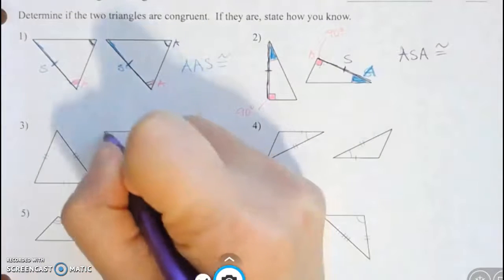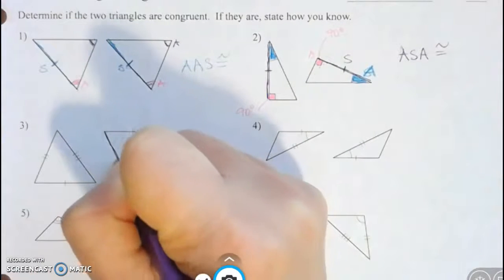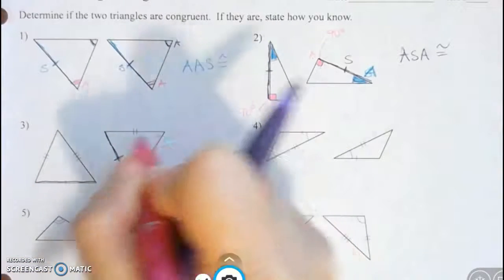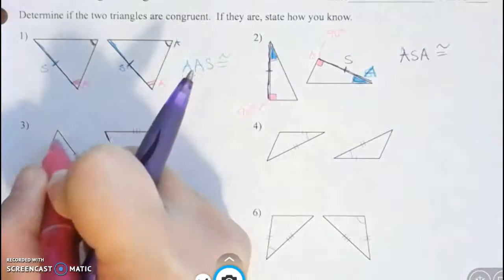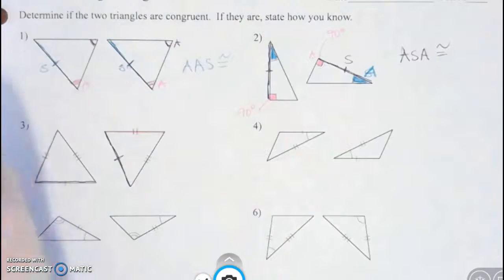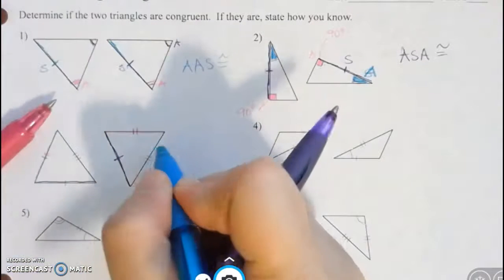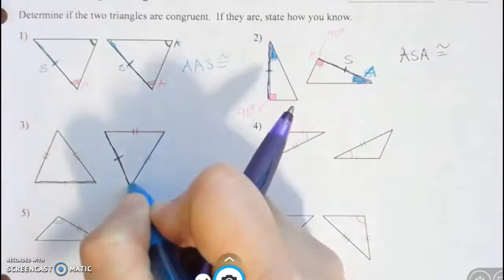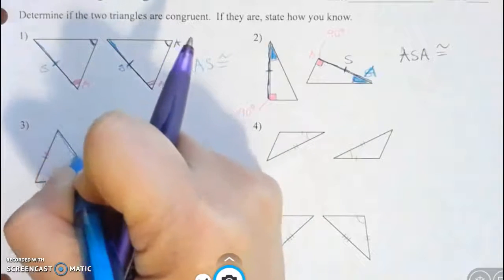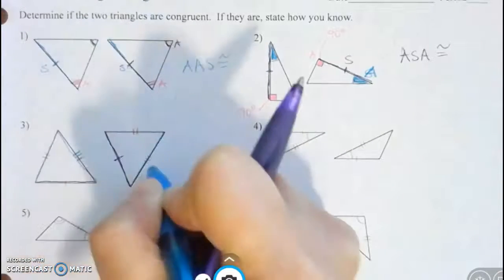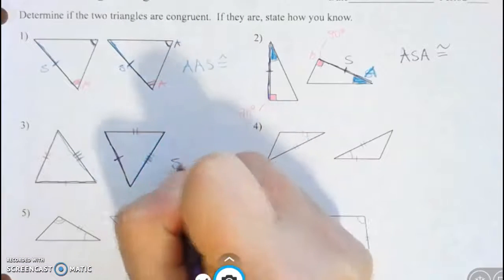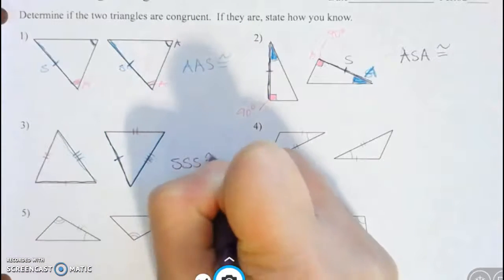We have one notch here referring to this side being congruent. And then we have another pair of sides. And then finally the third pair. So we have three pairs of sides that are congruent, so it's going to be side, side, side congruence.